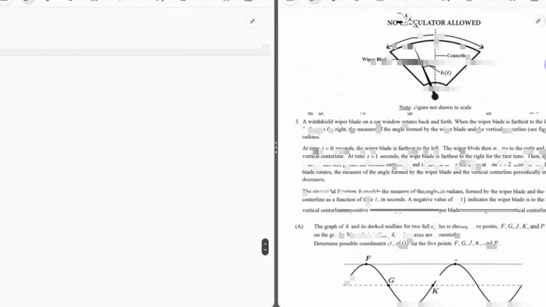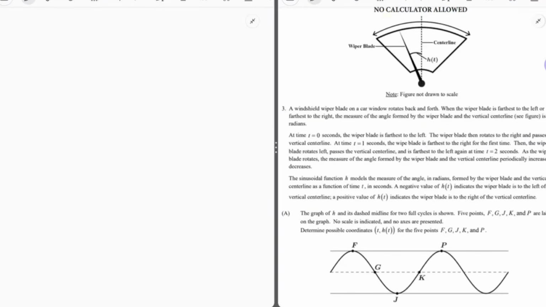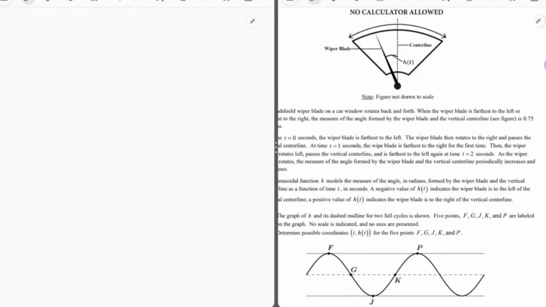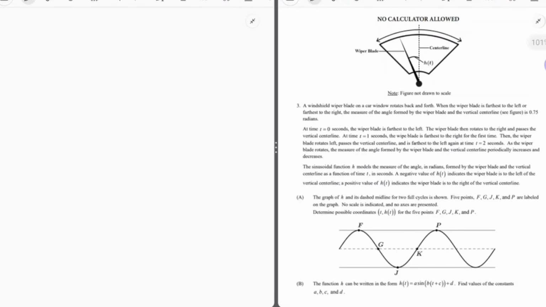All right, so a windshield wiper blade on a car window rotates back and forth. Now we've got lag on the right side as well. When the wiper blade is farthest to the left or farthest to the right, the measure of the angle formed by the wiper blade and the vertical center line is, you can't see it, but it's 0.75 radians. And I tried to show you in that. There you go, that was probably a mistake. Let's see if I can get that all in there, it's probably going to be too blurry for you to even read. At time t equals 1 second, the wiper blade is farthest to the right for the first time.